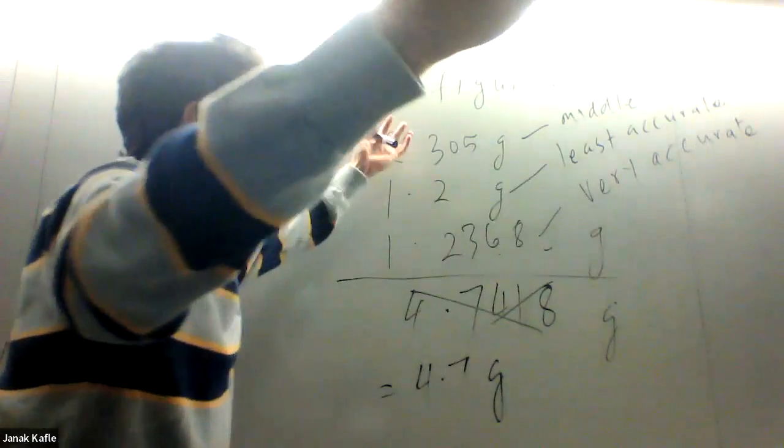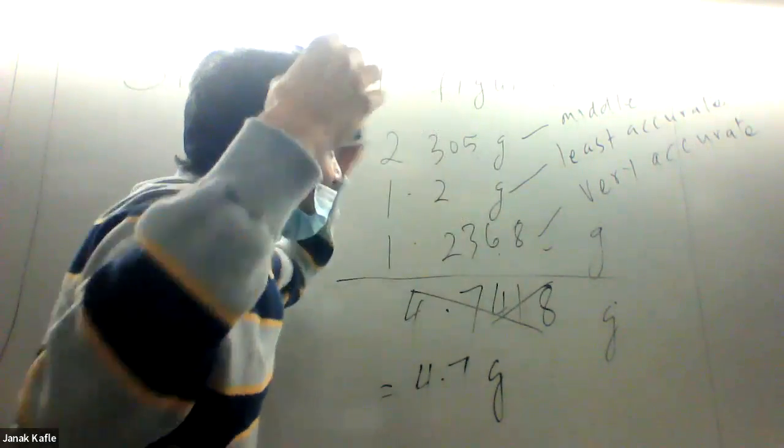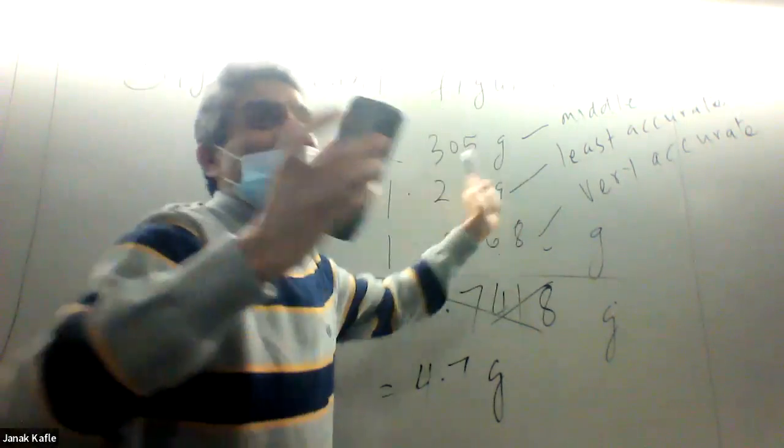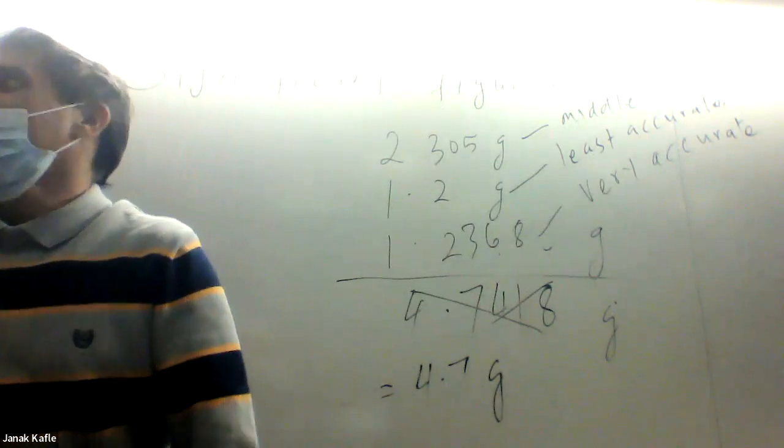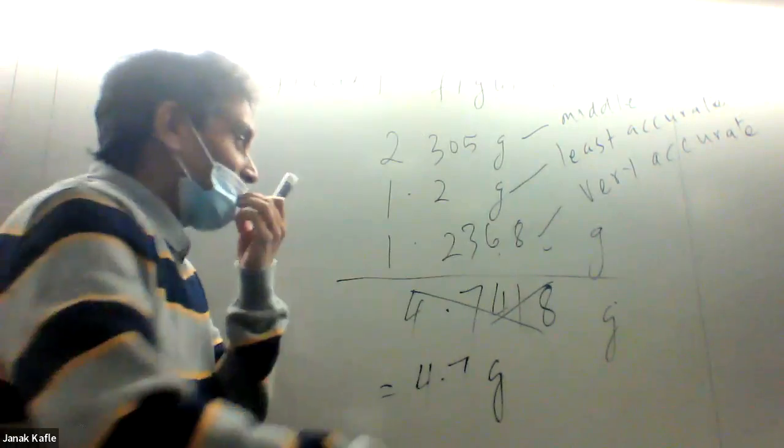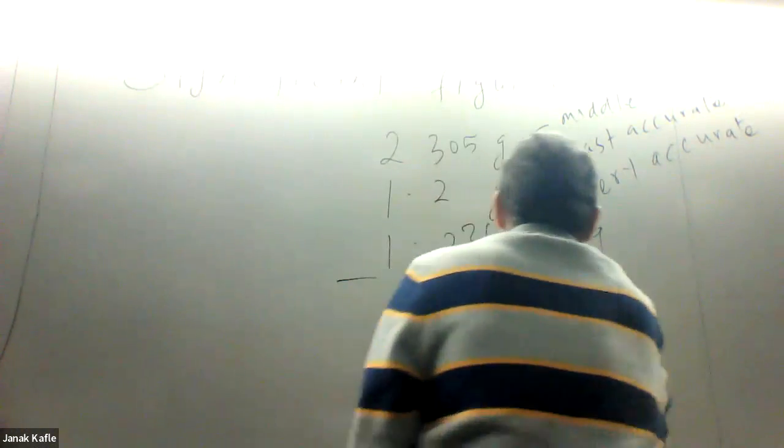So the idea is our answer cannot be more accurate than the least accurate measurement. That's all we need to know. Yeah. How about this one? So let's say.